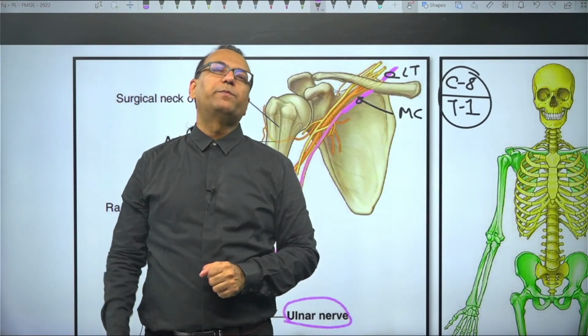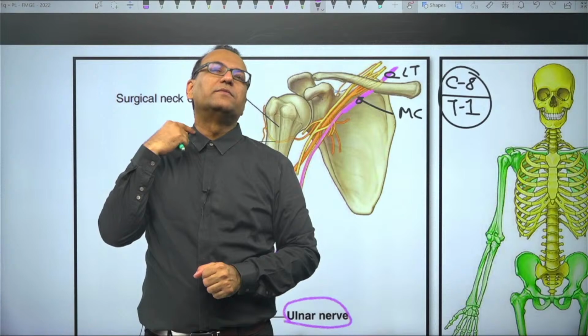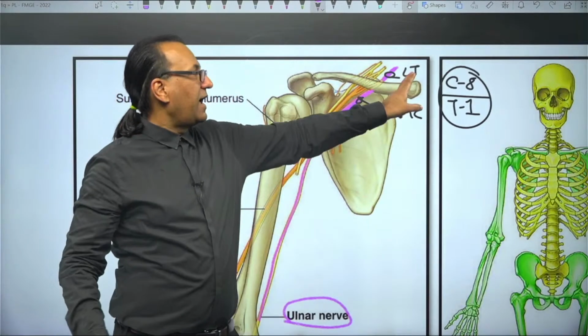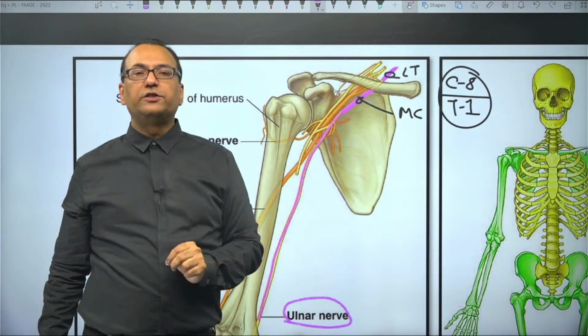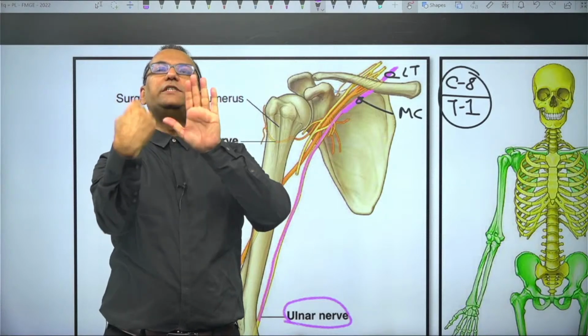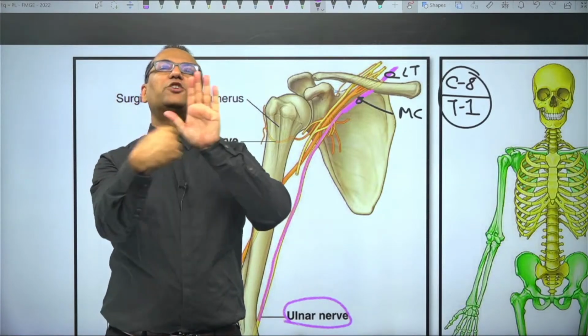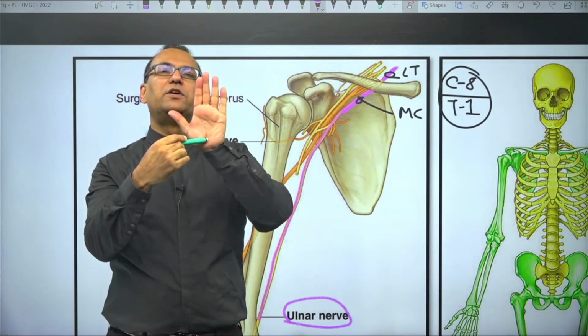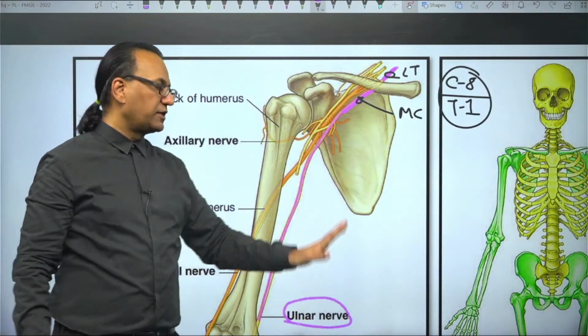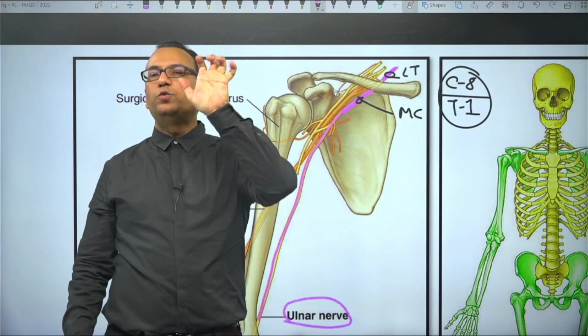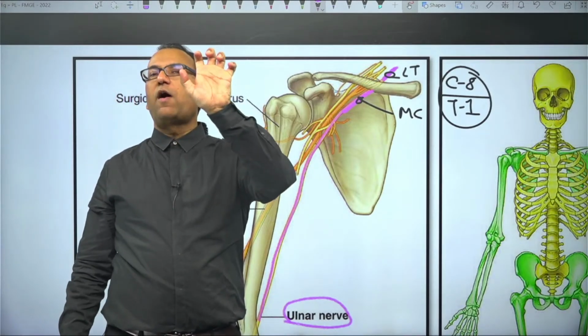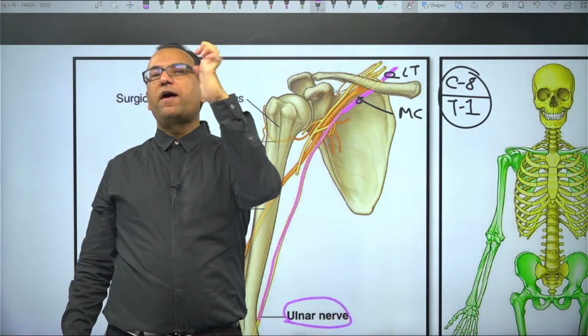What will happen if there is a Klumpke's palsy? Klumpke's palsy is a problem of lower trunk of brachial plexus. It is pulled and ulnar nerve can be compromised. Most of the hand muscles, their root value is C8T1, are actually supplied by ulnar nerve. So most of the hand muscles are supplied by ulnar nerve, they will be compromised, leading to claw hand deformity.